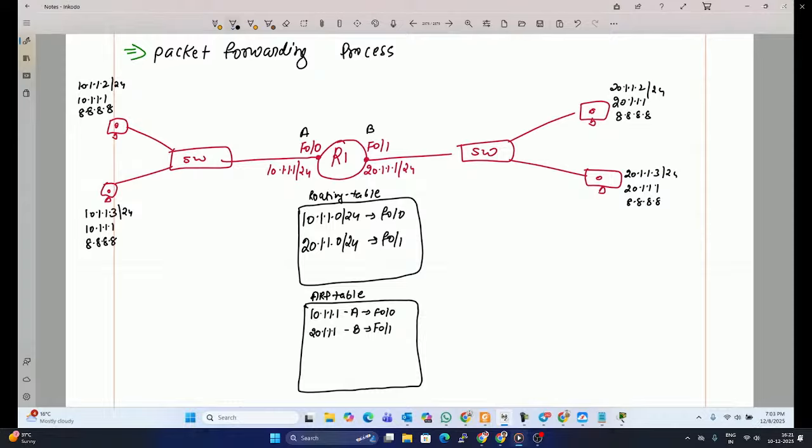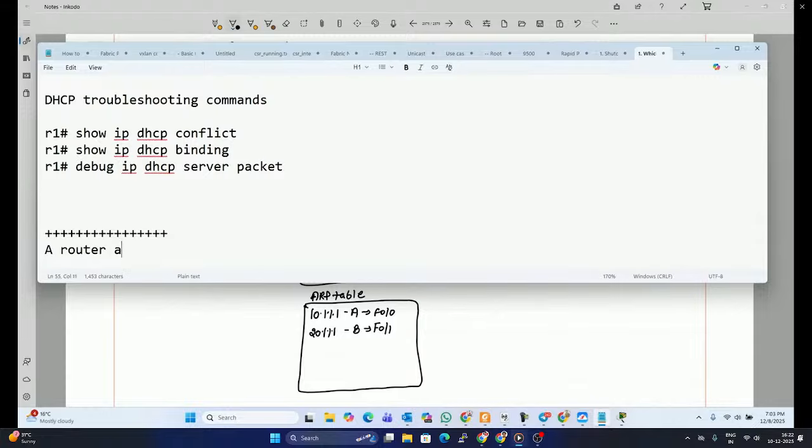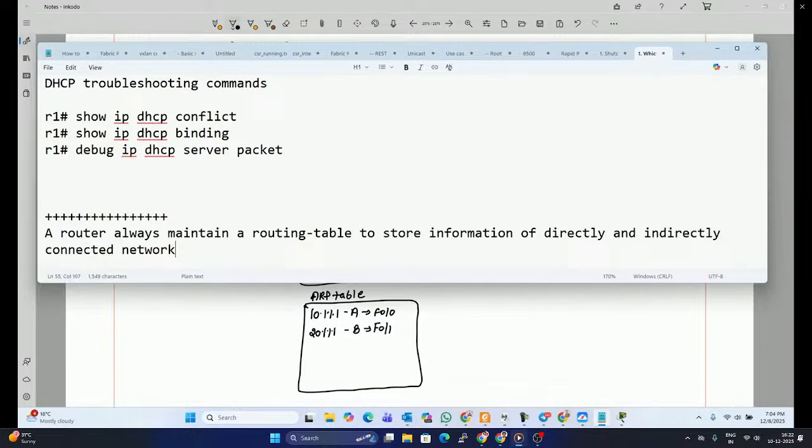Okay, so this is the information we have, right? In this case, the user always sends the traffic to the default gateway, but a router always has two types of networks in the routing table. A router always maintains a routing table to store information of directly and indirectly connected networks both.